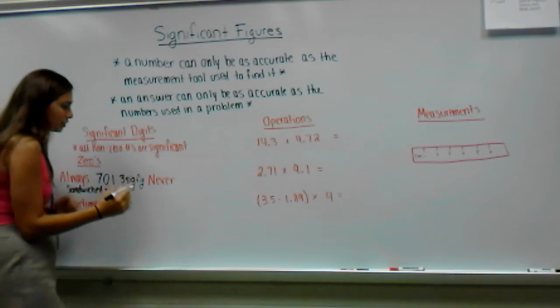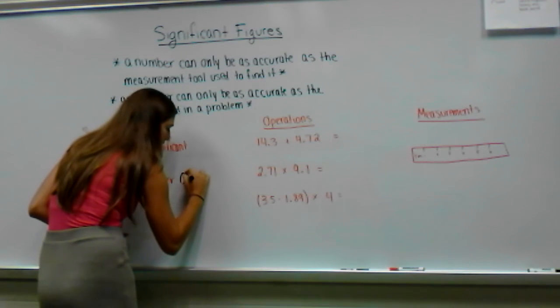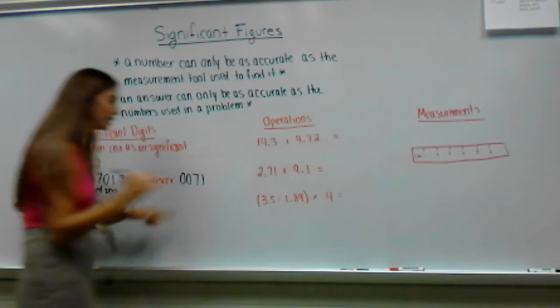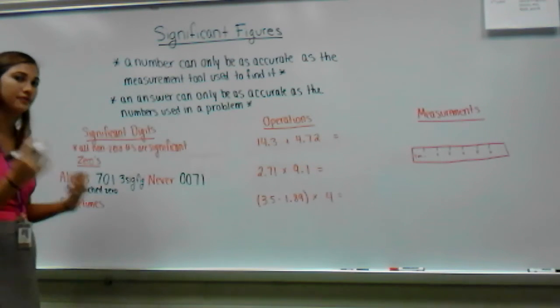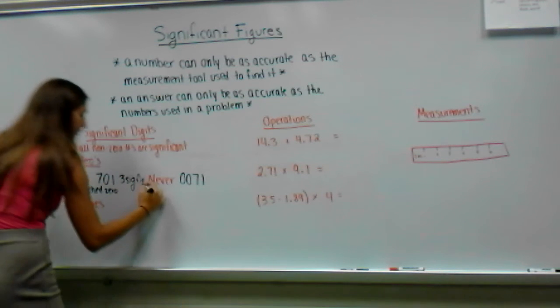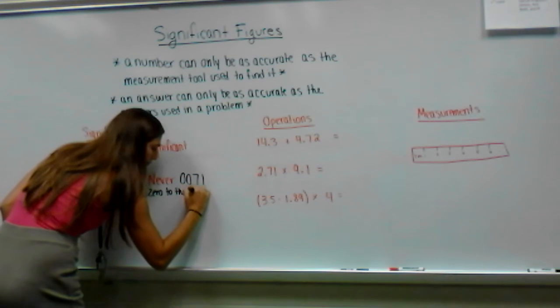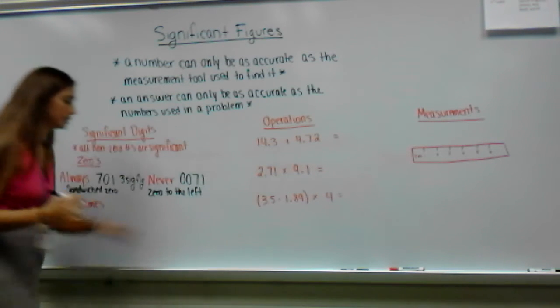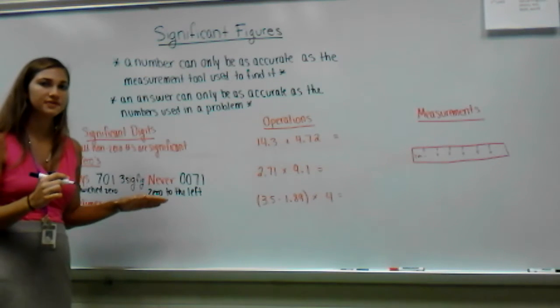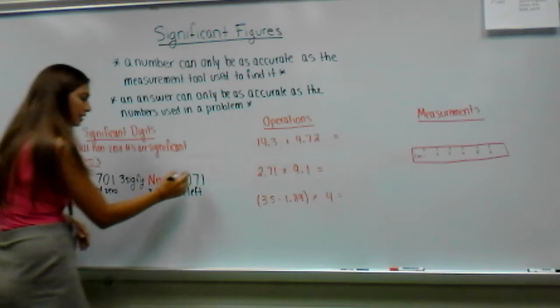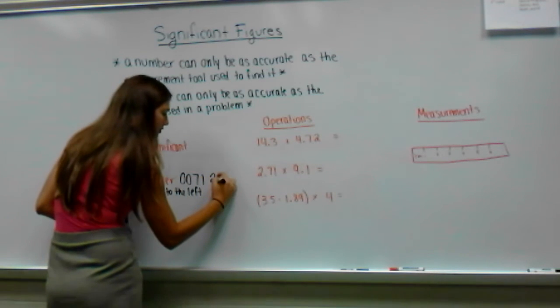Next we have the never rule. The never rule is when we have zeros out in front of non-zero numbers. So zeros to the left. These zeros are to the left of non-zero numbers. They do not count, so we only have 2 sig figs here.